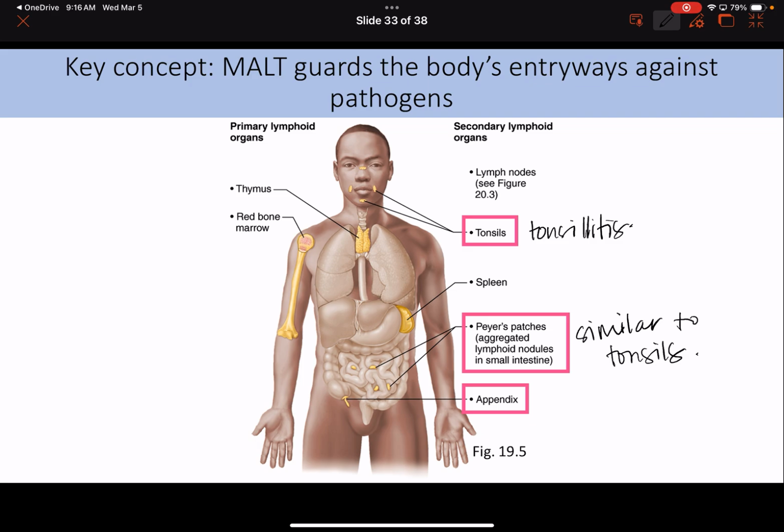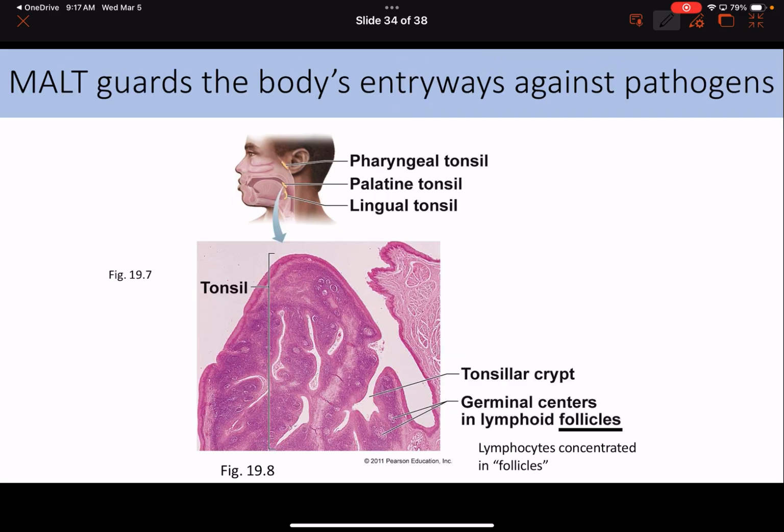No, they're up at the top of the nasal cavity. So pharyngeal tonsils are what they call adenoids, at the top of the nasal cavity. Then we also have our palatine tonsils at the back of the throat, which are the ones most people refer to when they have tonsillitis. And then we have lingual tonsils at the back of the tongue. So these are very similar. Tonsils are very similar to lymph nodes, except there's not a capsule. Tonsils just don't have a capsule like the lymph nodes do.